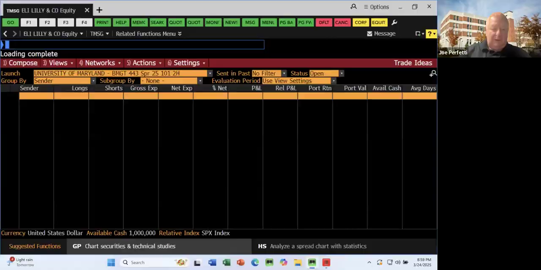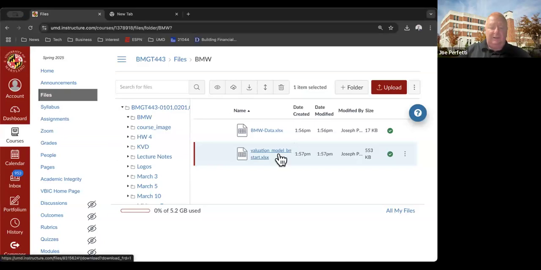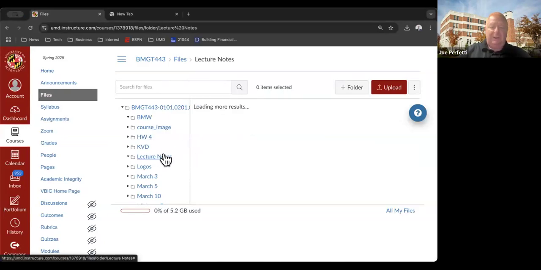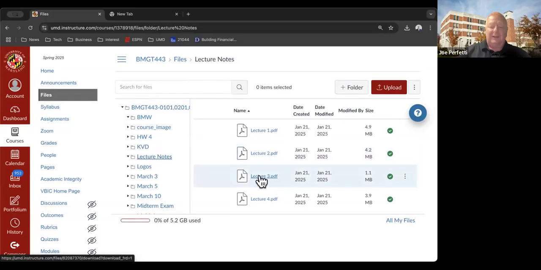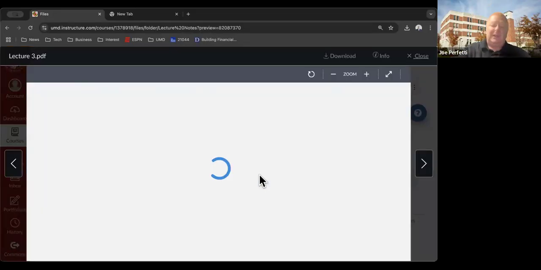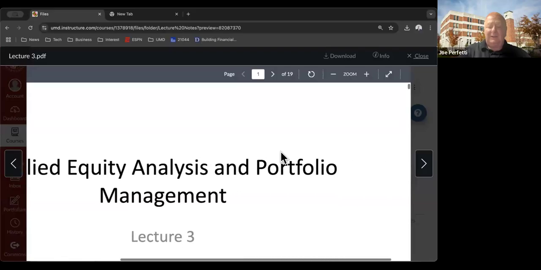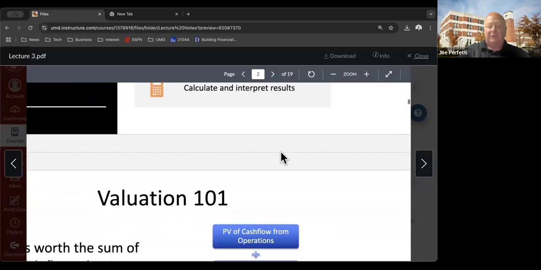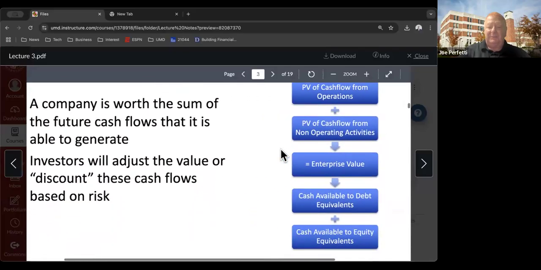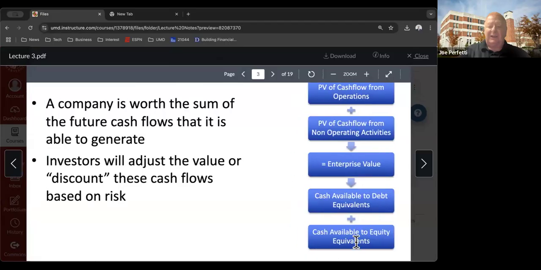Okay, so back to Elms. Again, you're going to need to download this file. Very quickly, in the lecture notes, we're covering what's in the content of lecture note 3. At a very high level, what we're about to do is this Modigliani-Miller graphic over here on the right. We're going to essentially do a valuation based on the Modigliani-Miller format.